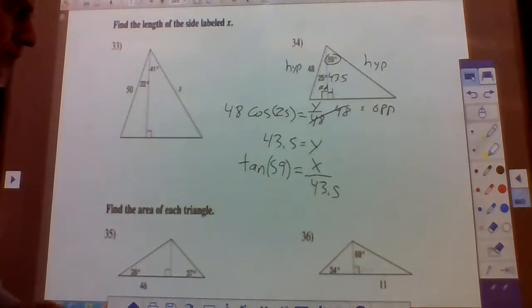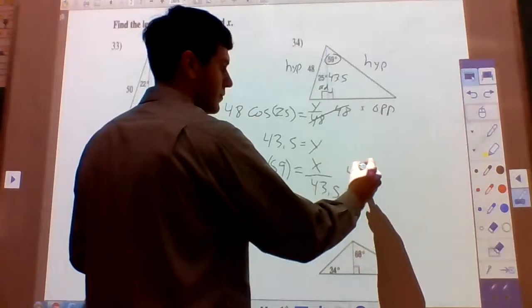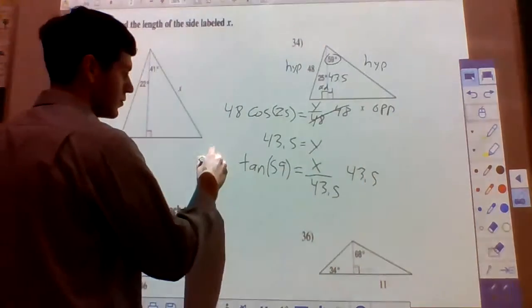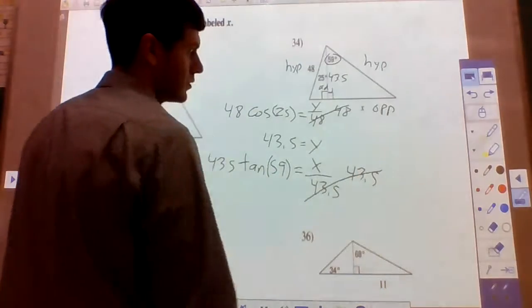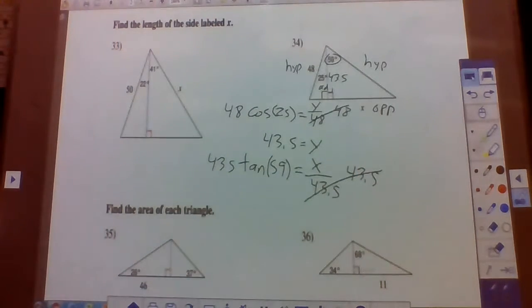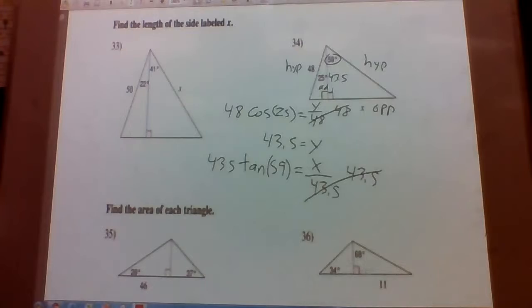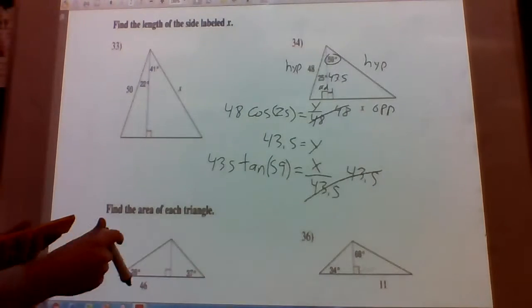Okay, multiply both sides by 43.5. These are going to cancel. And we get 43.5 times the tangent of 59, which is 72.4.